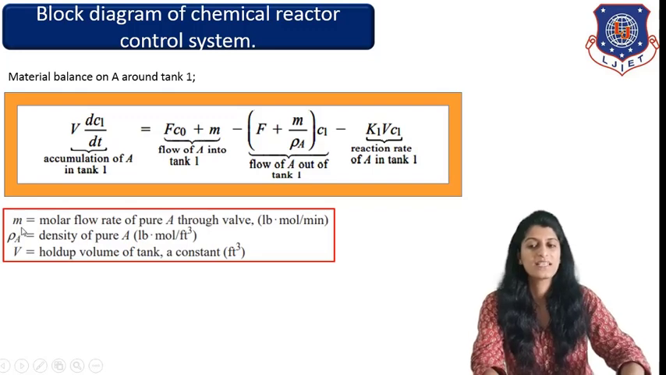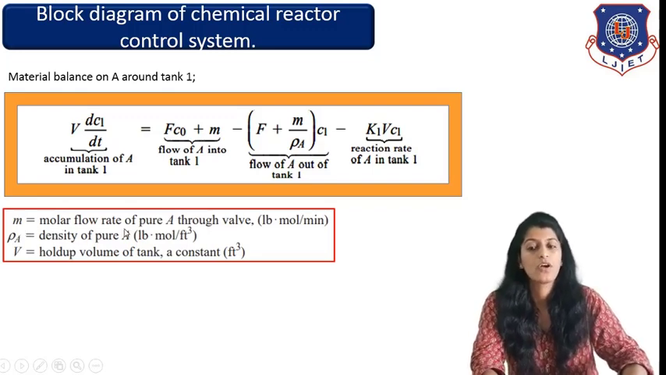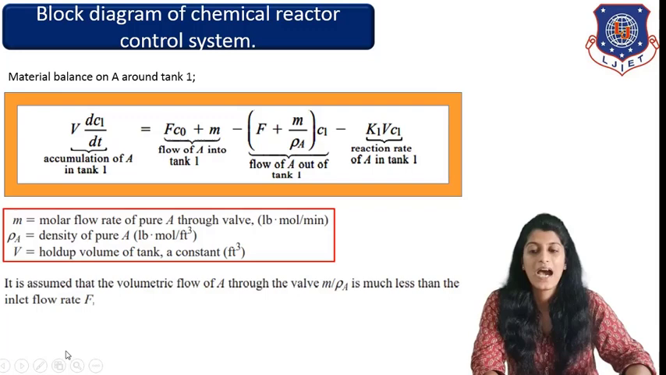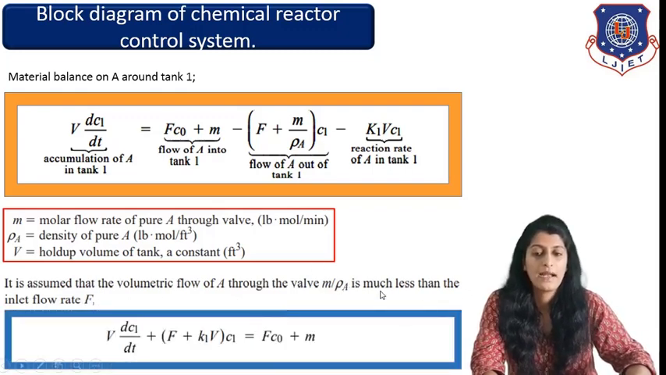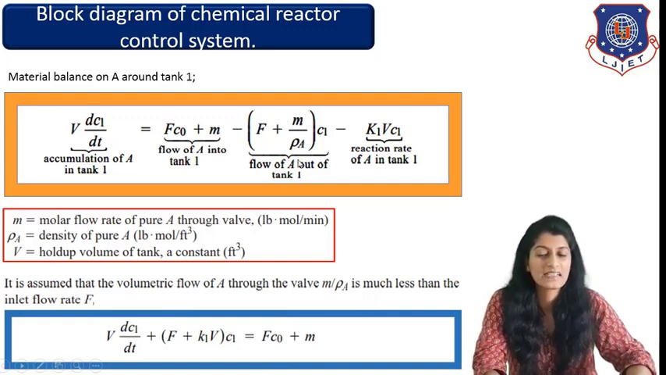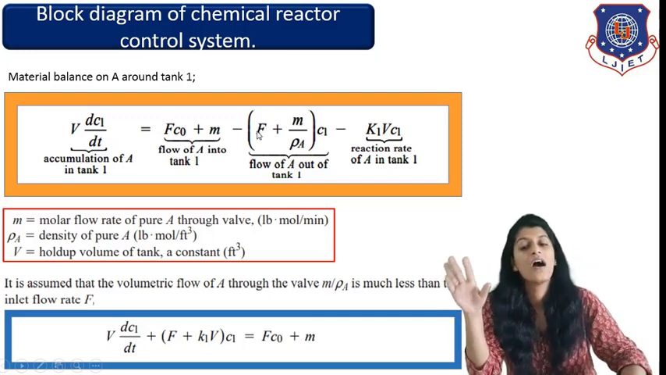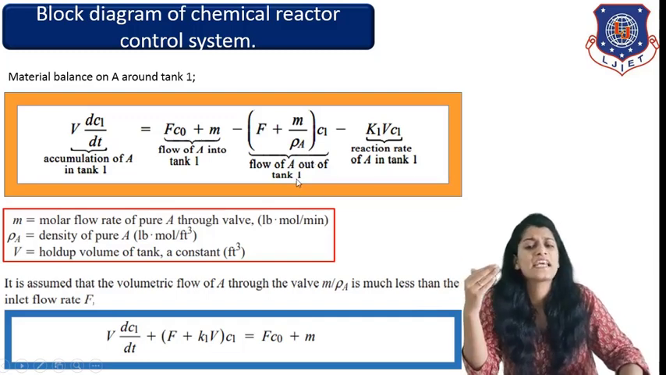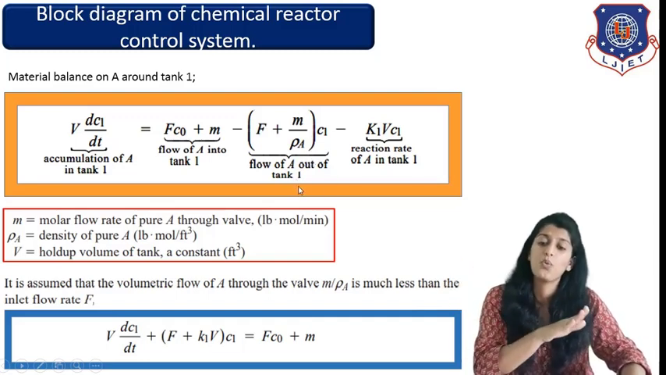Now, as you can see, M is the molar flow rate of pure A, rho A is density and V is the holdup volume of the tank. So now let's assume the volumetric flow rate of A through the valve is M by rho A and it is much less than the capital F value. So we can neglect M upon rho A. Suppose F is 100 and M upon rho A is 0.0001. So we can neglect the value of 0.0001, right?